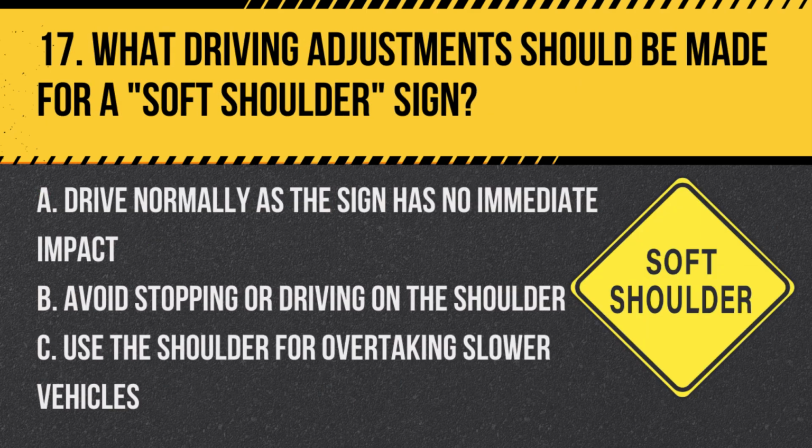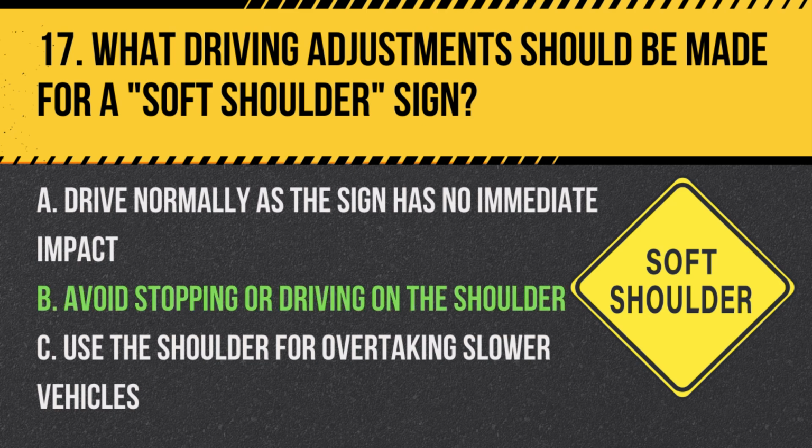Question 17. What driving adjustments should be made for a soft shoulder sign? A. Drive normally as the sign has no immediate impact. B. Avoid stopping or driving on the shoulder. C. Use the shoulder for overtaking slower vehicles.